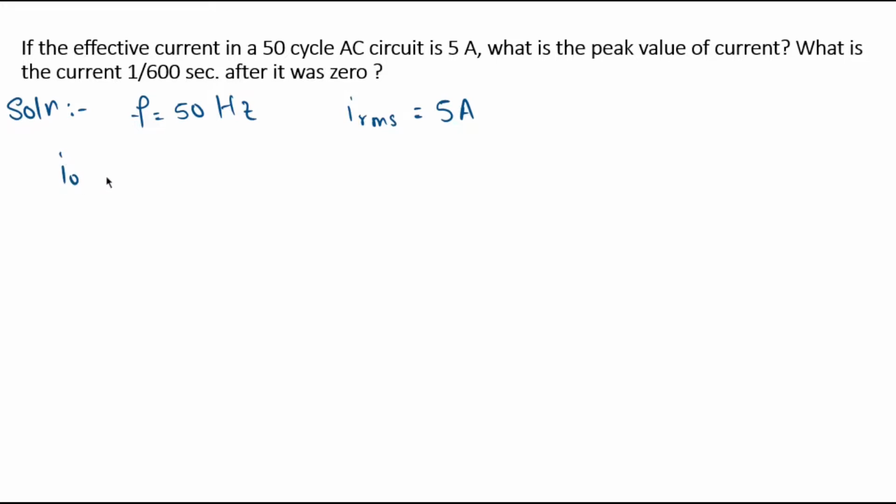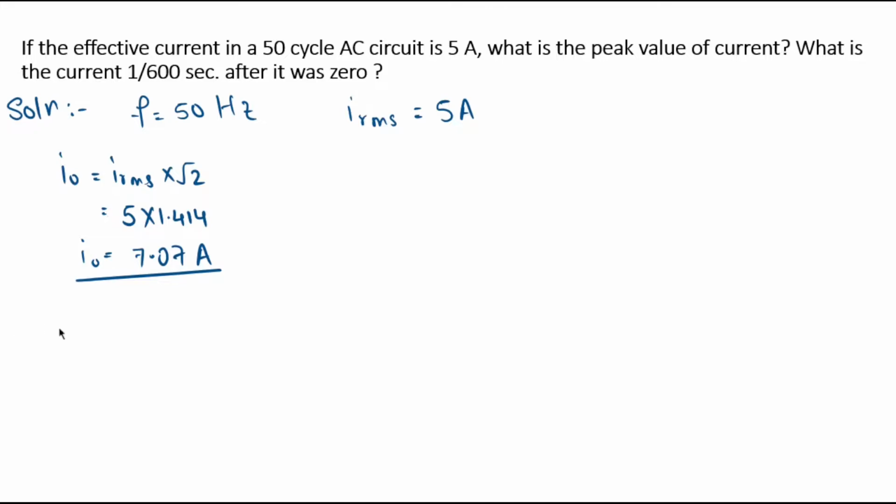Now we know that I naught is equal to I RMS into root 2. So I RMS is given to us as 5 ampere into root 2, we know it is 1.414. So 5 into 1.414 is 7.07 ampere. So the peak value of current is 7.07 ampere. We also need to calculate the current for 1 by 600 second after it was 0, that is the instantaneous current at a time t equal to 1 by 600 second.